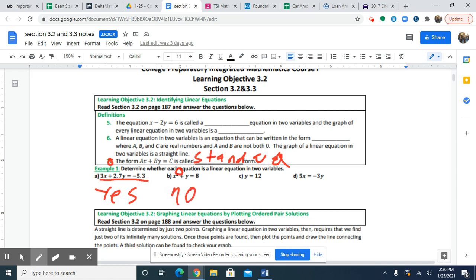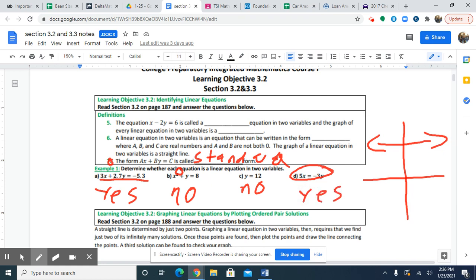Next, we have y equals 12, which would actually give us a horizontal line like this. And it's not in two variables because we don't have an x value there. So therefore, we would say that no, this is not. And then finally, we have 5x is equal to 3y, which again, in two variables, would give us a graph with a diagonal. So yes, this is a linear equation in two variables.